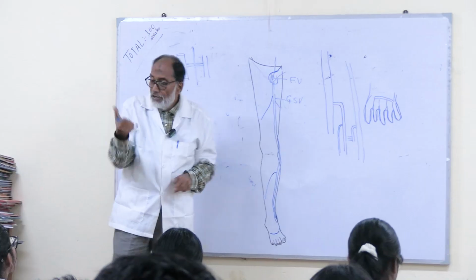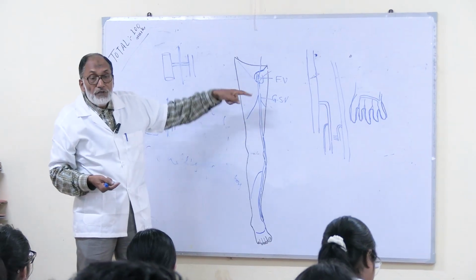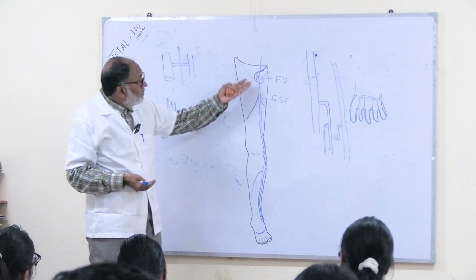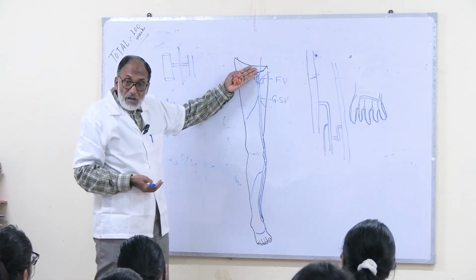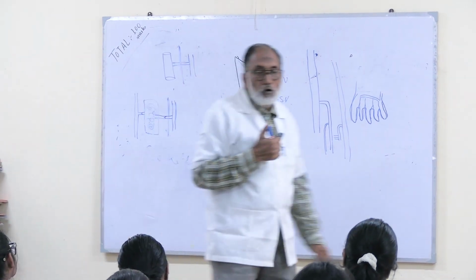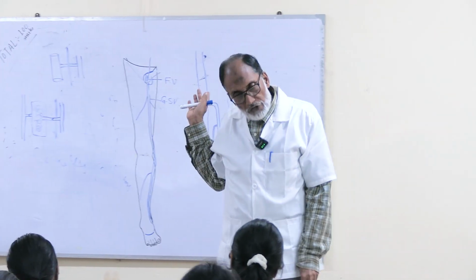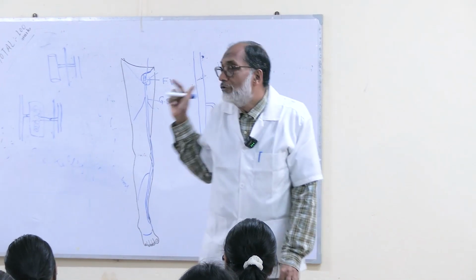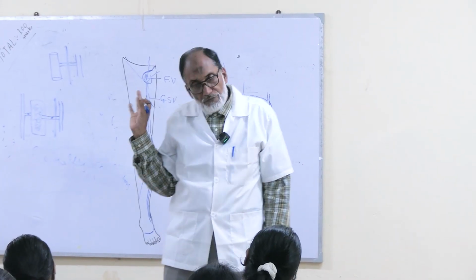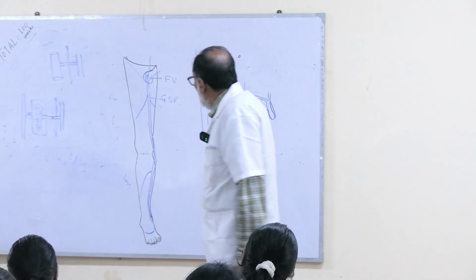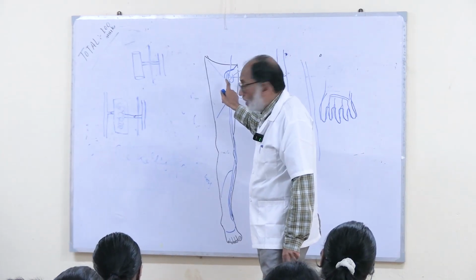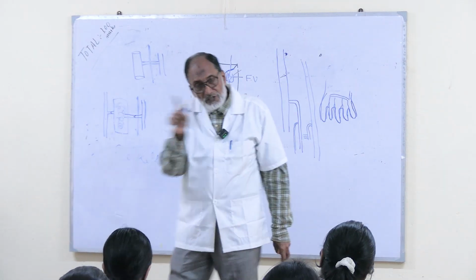You will release the finger, and if you see the vein is filling quickly from above downwards, then what conclusion you will draw? It is normal condition. There is some incompetent valve. Which valve is incompetent here? Here there is a valve. Another valve is there.